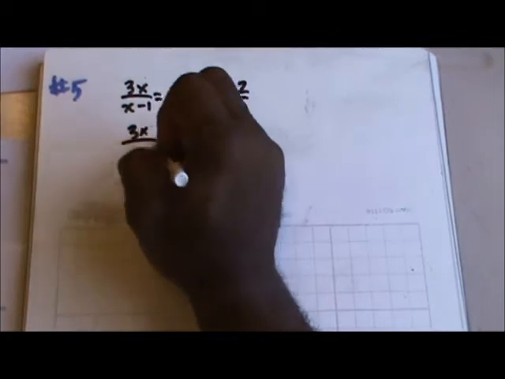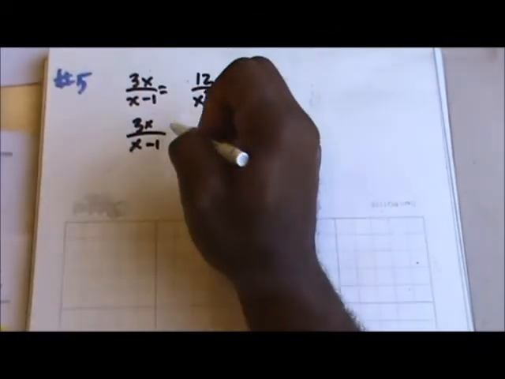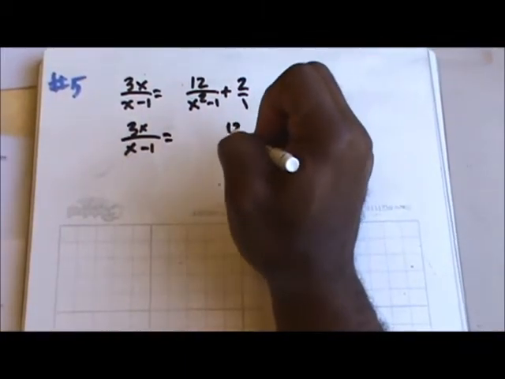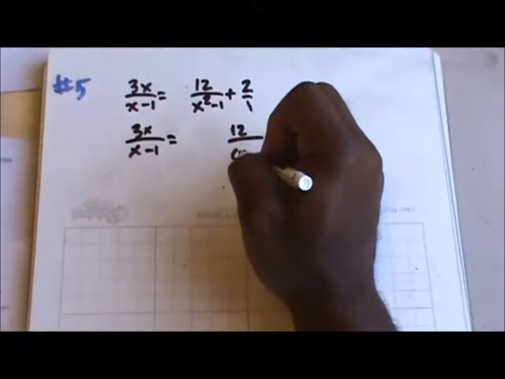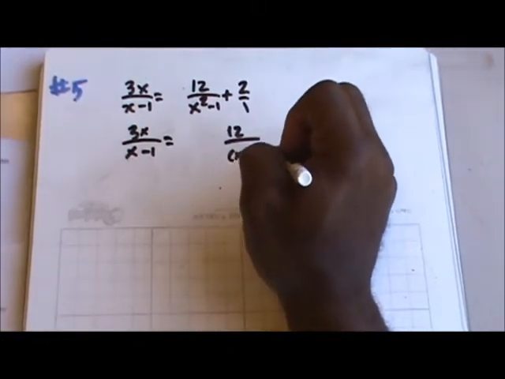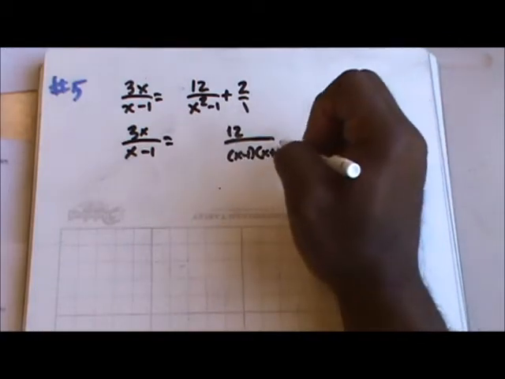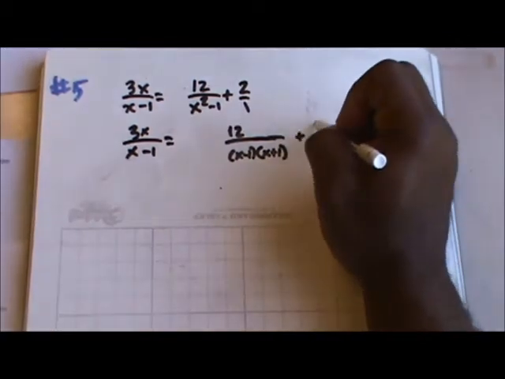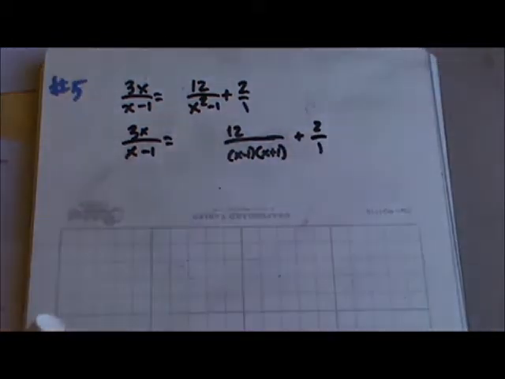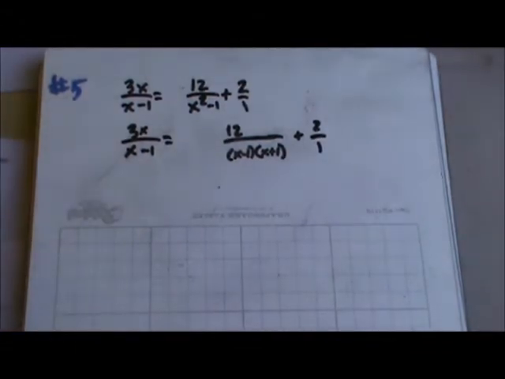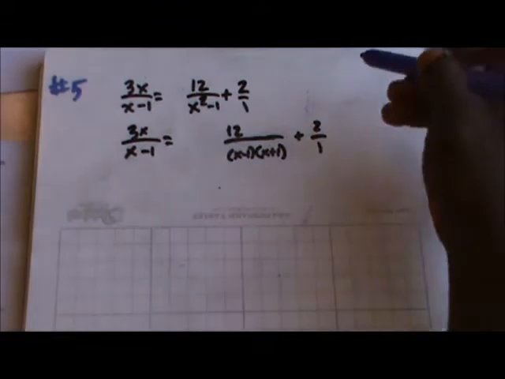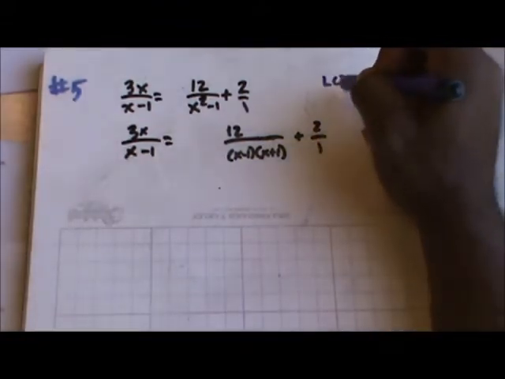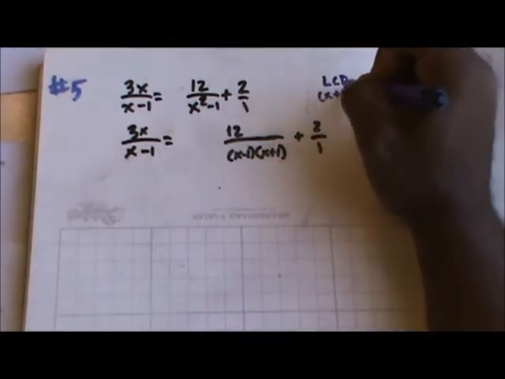So that becomes 3x over x minus 1 is equal to 12 over x minus 1, x plus 1, plus 2 over 1. So now we can see what the LCD is for this problem. And the LCD is x plus 1, x minus 1.